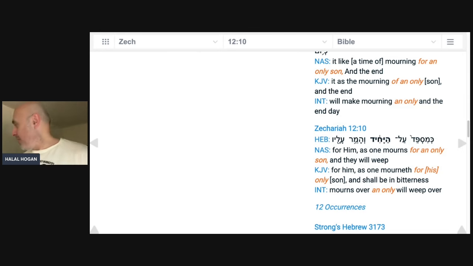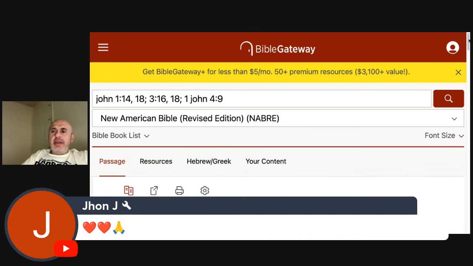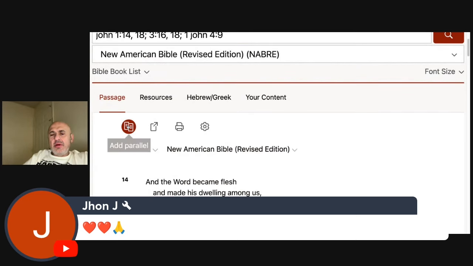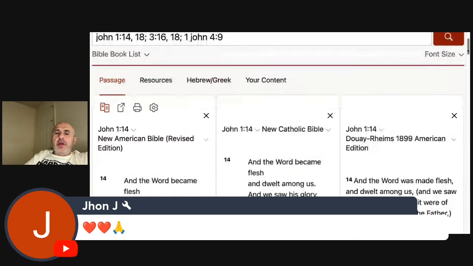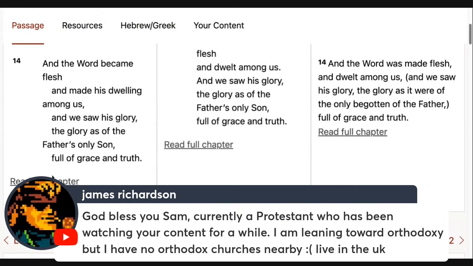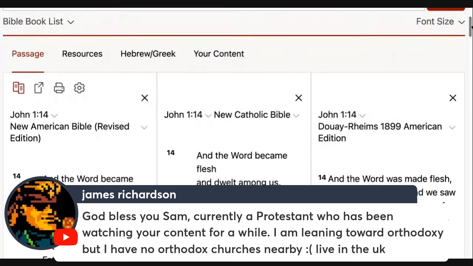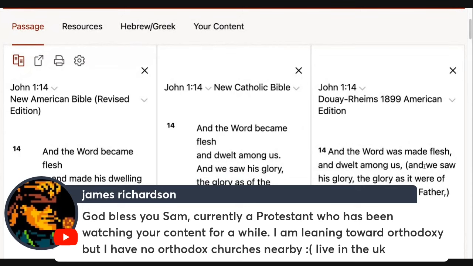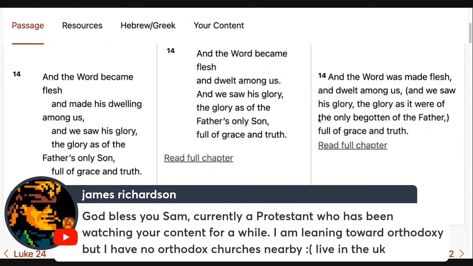But it's going to get much worse. Let me show you something. Now watch. Look at these Catholic editions. Guys, here, the word monogenes. New American Bible: only son. New Catholic Bible: only son. Douay-Rheims, from the Latin: the only begotten.